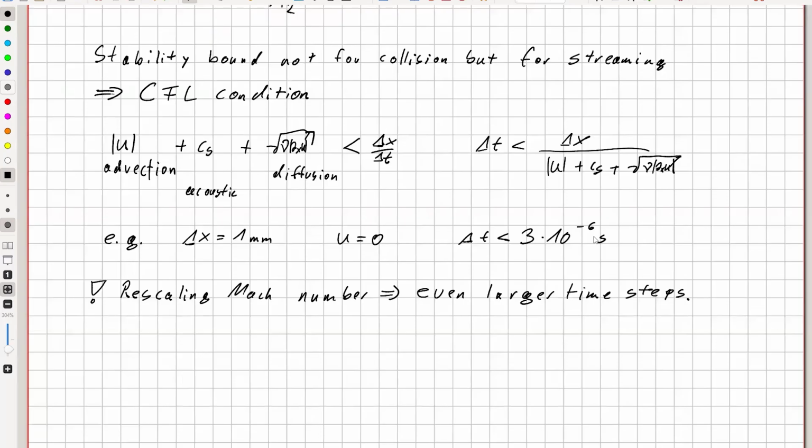Okay. An important thing to remember is that LBM is only with us nowadays because it's efficient, and it's only efficient because it uses over-relaxation.